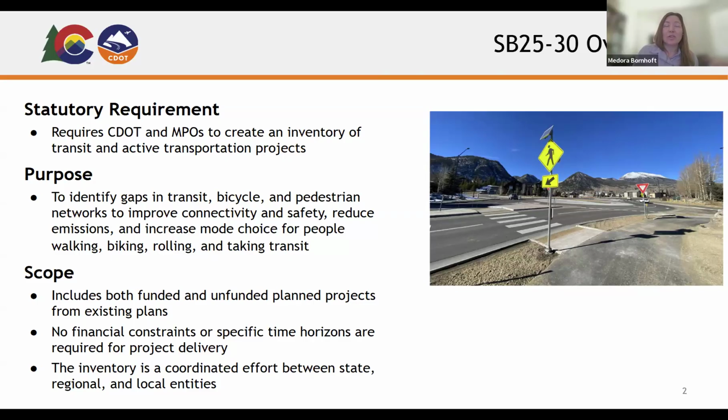So you can think of this as sort of a long list of identified project needs that are going to improve mode choice for people traveling around. The scope of this inventory is pretty broad. It can include funded projects and it can include unfunded planned projects. So there's no requirement that the projects already have a funding source identified. There's also no financial constraint or specific time horizon that the projects need to meet to be included in the inventory. And the inventory is compiled through a coordinated effort between the state, regional entities, and local entities.